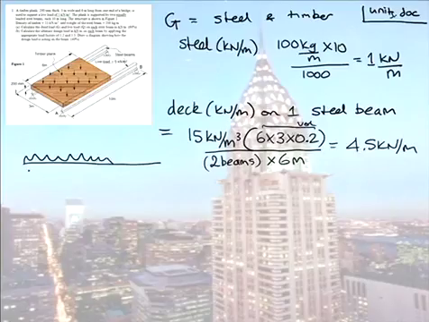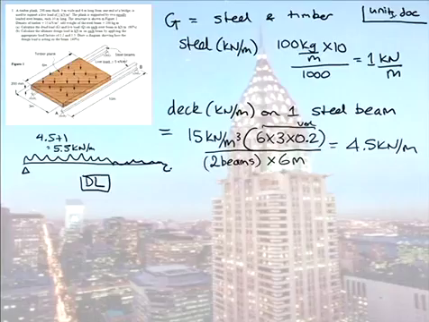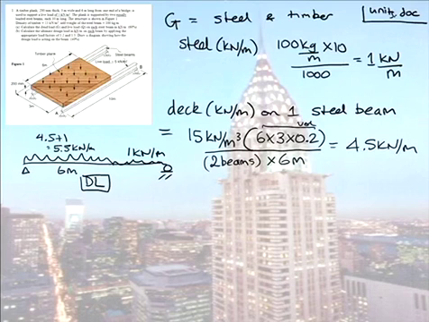So if I now draw the dead load here, I will draw a dead load on this side equal to 4.5 plus 1, which is 5.5 kilonewtons per metre. This is the dead load. And then on this side, where we only have the steel beam, that weight is 1 kilonewton per metre. So there's our dead load diagram.